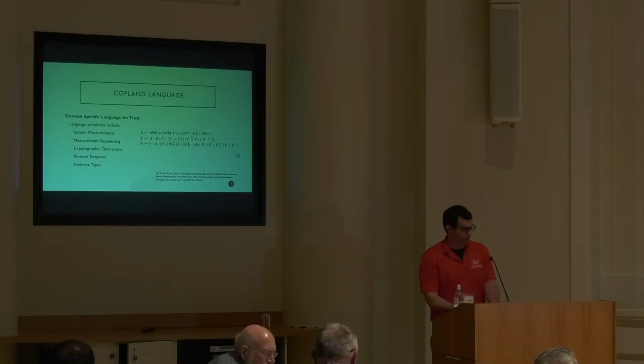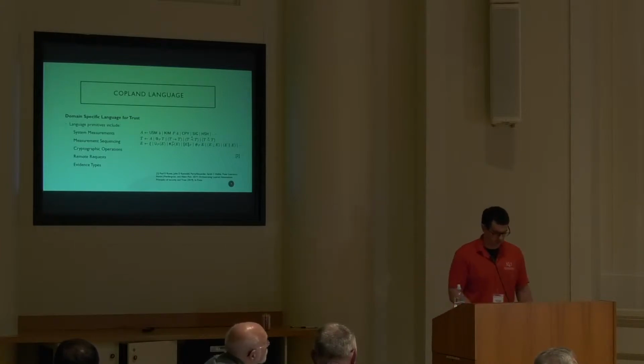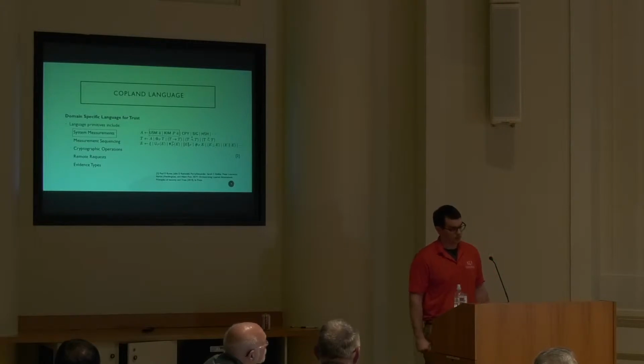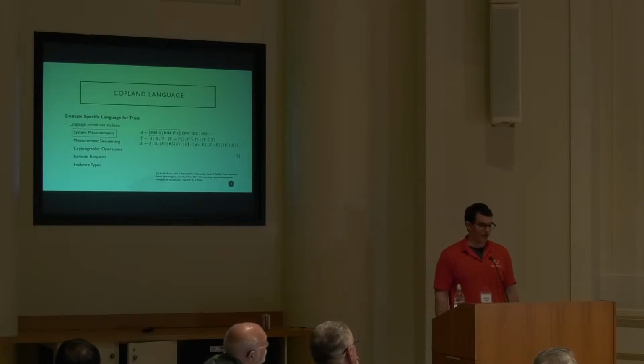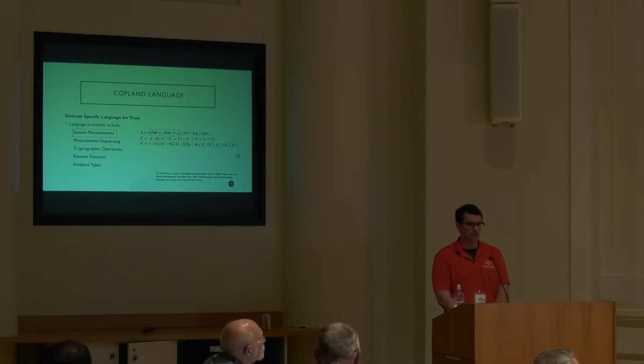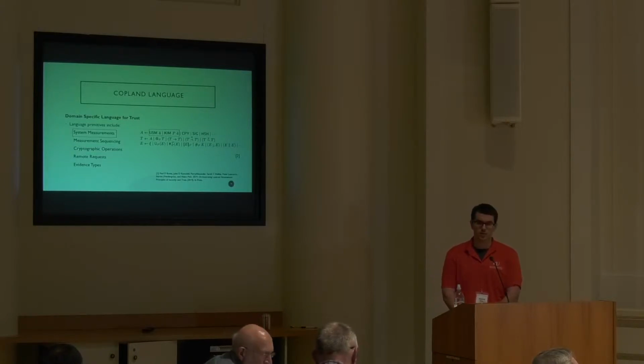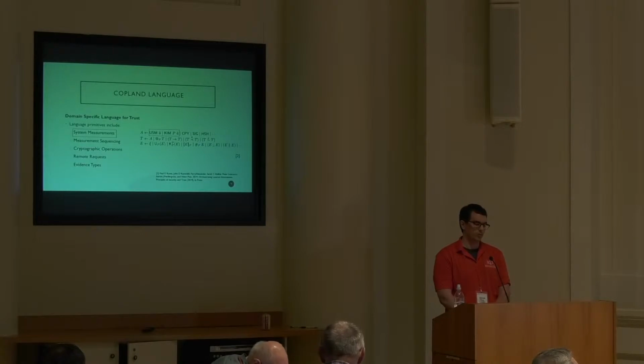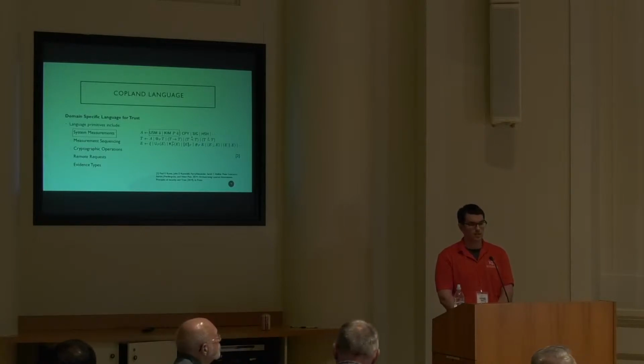So here's the Copland language itself, and it has a number of language primitives. The first type of language primitives are system measurements. There are two types of abstract system measurements in the language. The first is a USM, or user space measurement. This can be anything from the hash of a binary of a virus checker running in user space, or it could be as complex as a very complex snapshot of the runtime memory of user space.